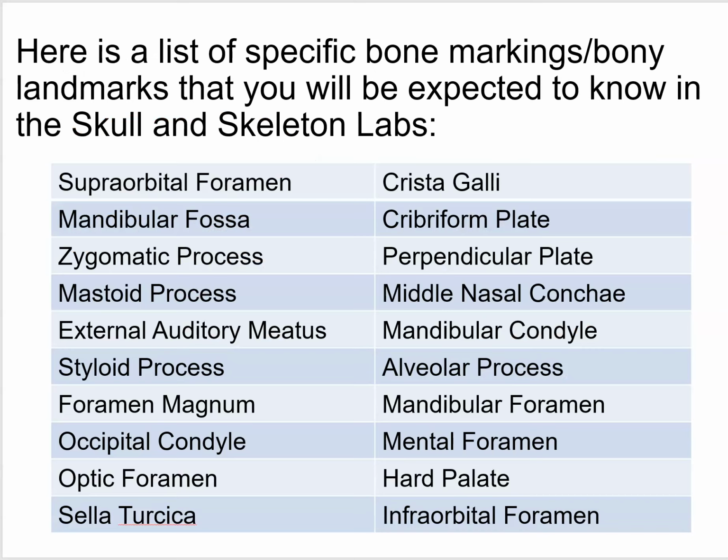This is the list of specific bone markings that you will need to know for the skull and the skeleton labs. So in both of those labs, especially the skull labs, you will see these things being asked for. So as far as lecture goes and as far as lab quiz goes, make sure that these are specific foramen, fossa, meatai, things that you will be able to identify on bones. And again, you will find those in the skull and the skeleton labs.